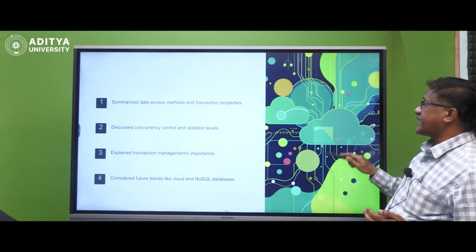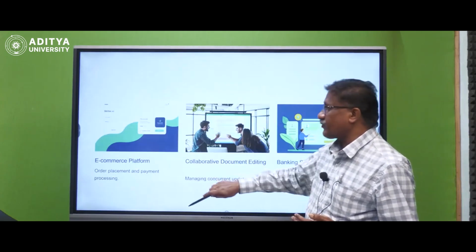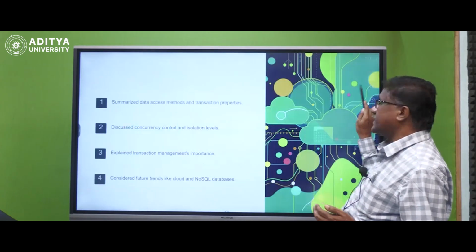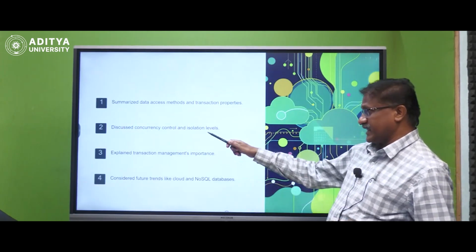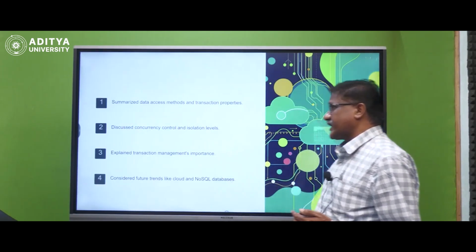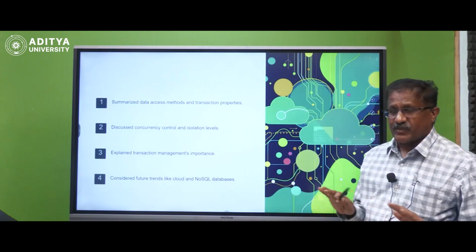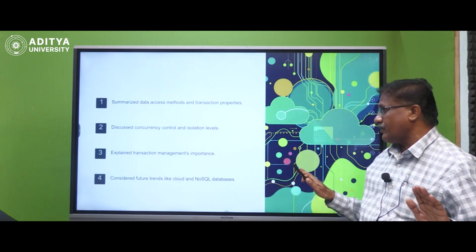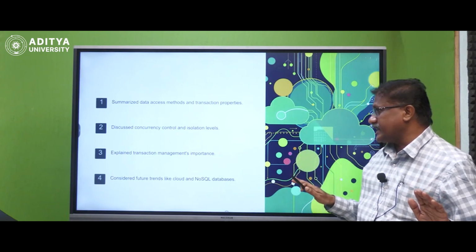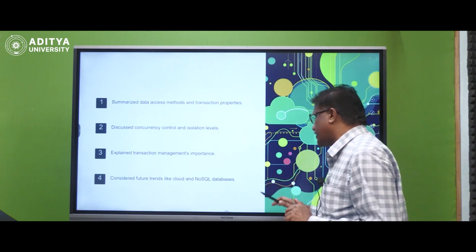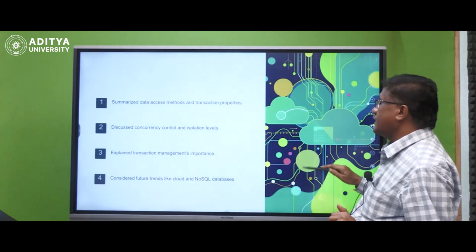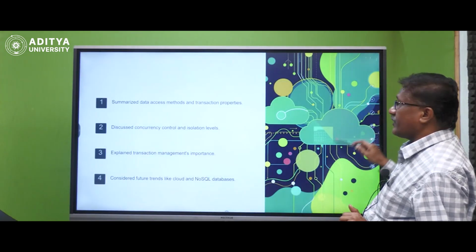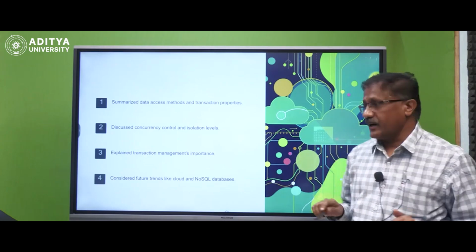When we summarize the data, there are four points for the summarization. Summarize the data access methods and transaction properties, discuss concurrency control and isolation levels, explain transaction management and its importance, and consider future trends like cloud and NoSQL databases. Now we come to the end of the session, so I am recapping what we have discussed today.